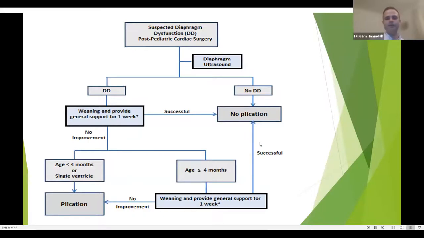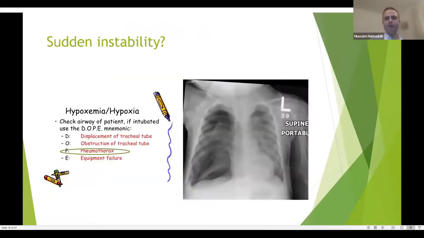As a conclusion, for patients who are less than 4 months, after 2 weeks of a trial of optimizing medical therapy, if you failed, refer them for diagnosis, and refer earlier for patients who have single ventricle. Now, if you have sudden instability in the form of respiratory distress or hypoxia all of a sudden, you go as an intensivist with PALS guidelines. So you will think about DOPE: displacement, obstruction, pneumothorax, and equipment.